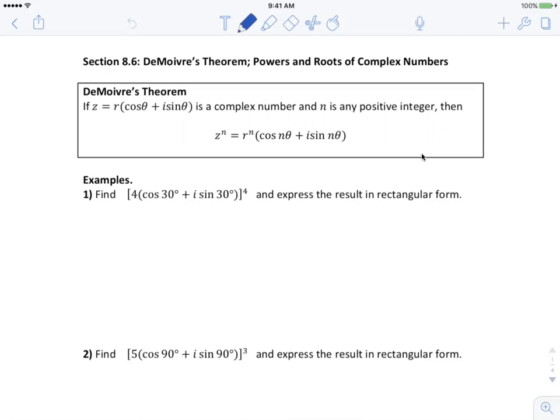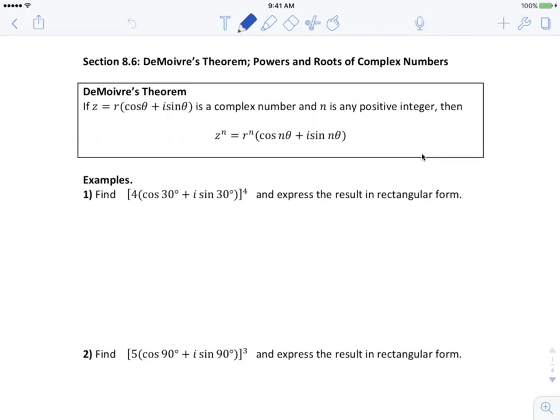There's the theorem. It's basically a generalization of the multiplication of two complex numbers. Now we're taking any complex number to the power of n, where n is a positive integer. And we have this nice little formula. So let's do an example.